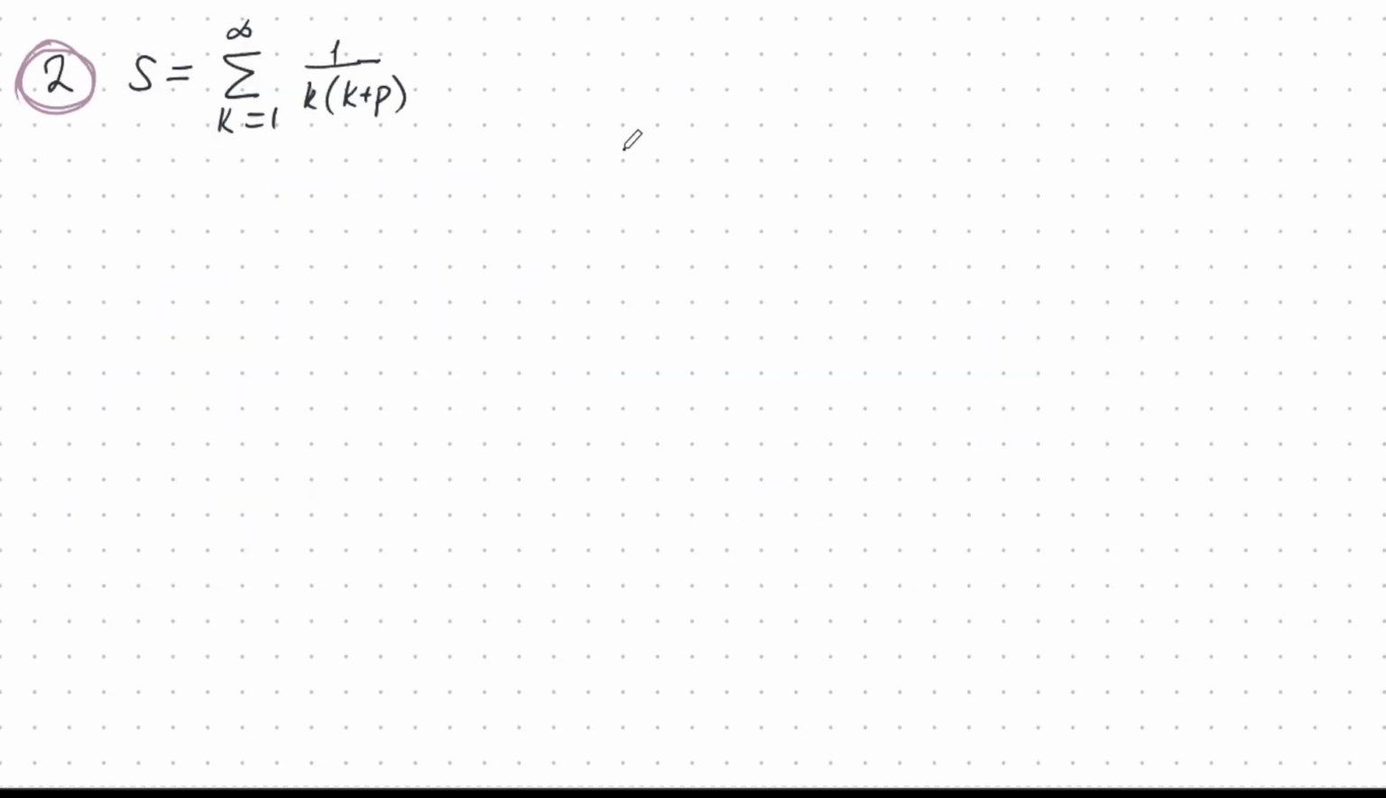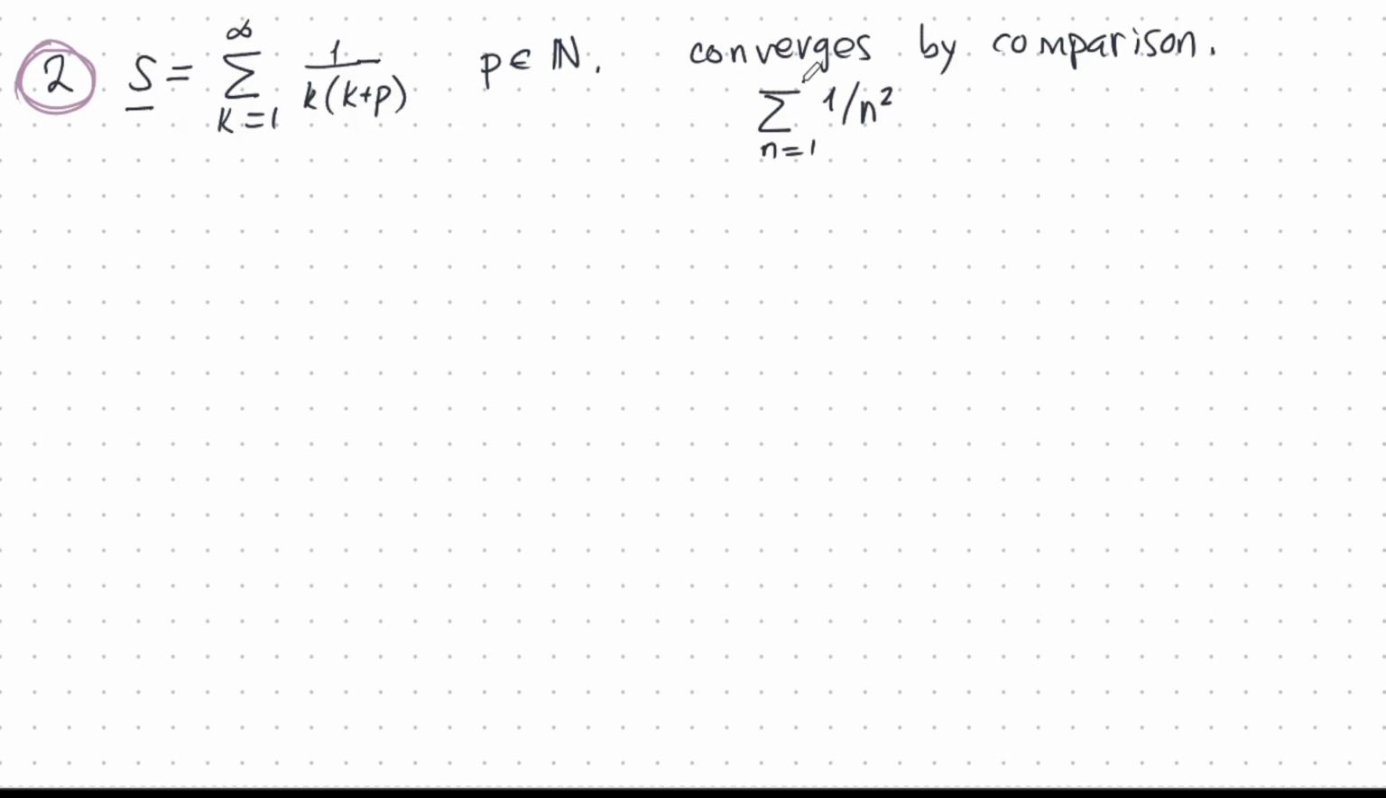This is our main problem, like in the thumbnail, and p is some natural number. We know that this converges, so S exists. Why do we know that? Well, we can compare it to a series which we know does converge, like the sum of 1 over n squared, n from 1 to infinity. So we know this has a sum.